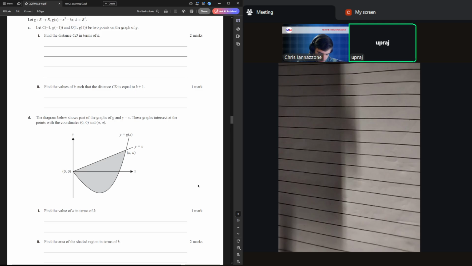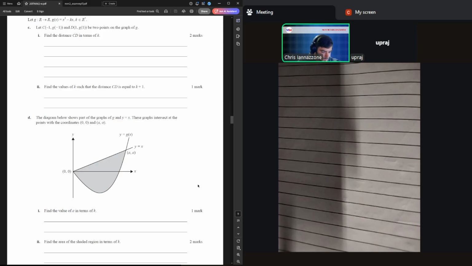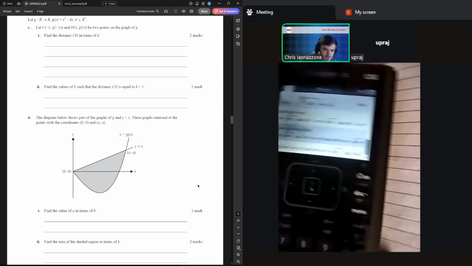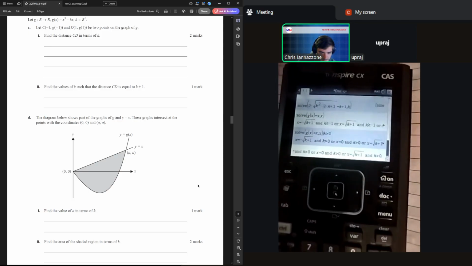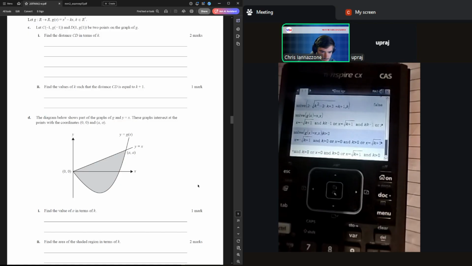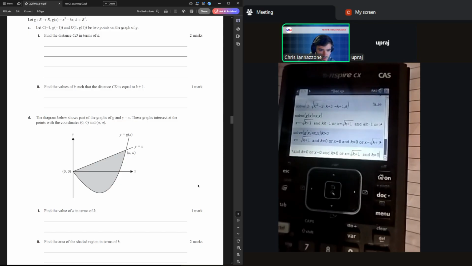Okay, so I got root k plus 1 and root 2. Oh, sorry, never mind, my bad. Just root k plus 1? Yeah, just root k plus 1. I tried to mess around with it a bit to see if I could eliminate all the other issues by maybe putting the condition of k being greater than 0. It still kind of does the same thing.